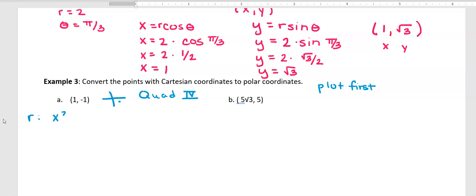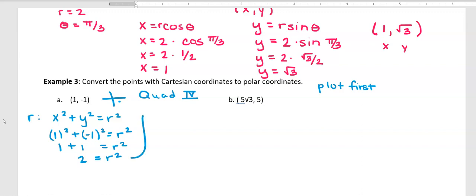And we'll again just write down that equation, x squared plus y squared equals r squared. And we'll plug in what we know. So we know that x is 1. We know that y is -1. And we're using this to determine what our r value is. So 1, of course, squared is 1. -1 squared is 1. And that's equal to r squared. So this is letting us know that the r is equal to the square root of 2.